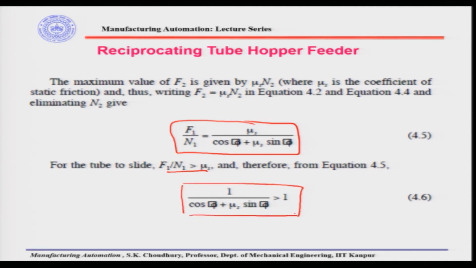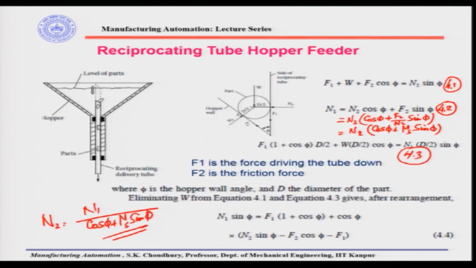In that case we have two parameters. One is the angle, which is the most important parameter, and the other is the coefficient of friction, and mu s will depend on the material of the part and the material you are using for the hopper wall. So, let us say this is fixed because we have selected that.